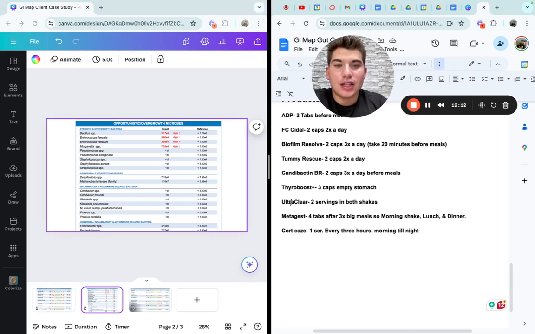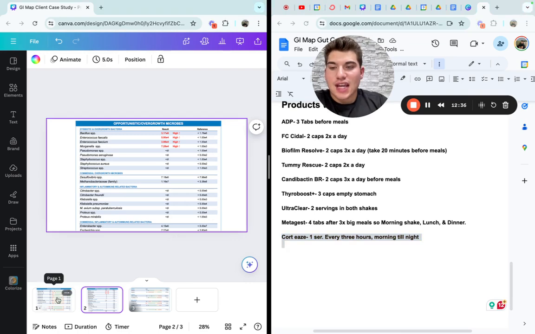So I supported that. I used Ultra Clear, which is actually for the liver and works on phases 1 and 2 of liver detoxification. I used Metagest, which is a betaine hydrochloric acid supplement that helps with digestive secretion and all of that. And then I use an adaptogen supplement to help with stress in his life, improve sleep, and even healing modalities.